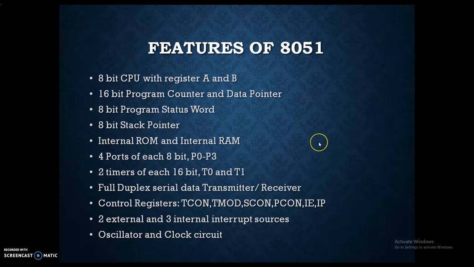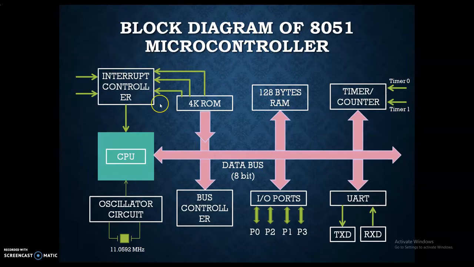So there is a clean block diagram of 8051. You can see here, this is the block diagram of the 8051 microcontroller. This is the CPU, and this CPU is connected with each of the parts, I mean RAM, ROM, timer counter, UART, IO ports and bus control unit, with this 8-bit data bus. That means the data bus is 8-bit wide. There is an interrupt controller that is connected to CPU directly, and an oscillator circuit.